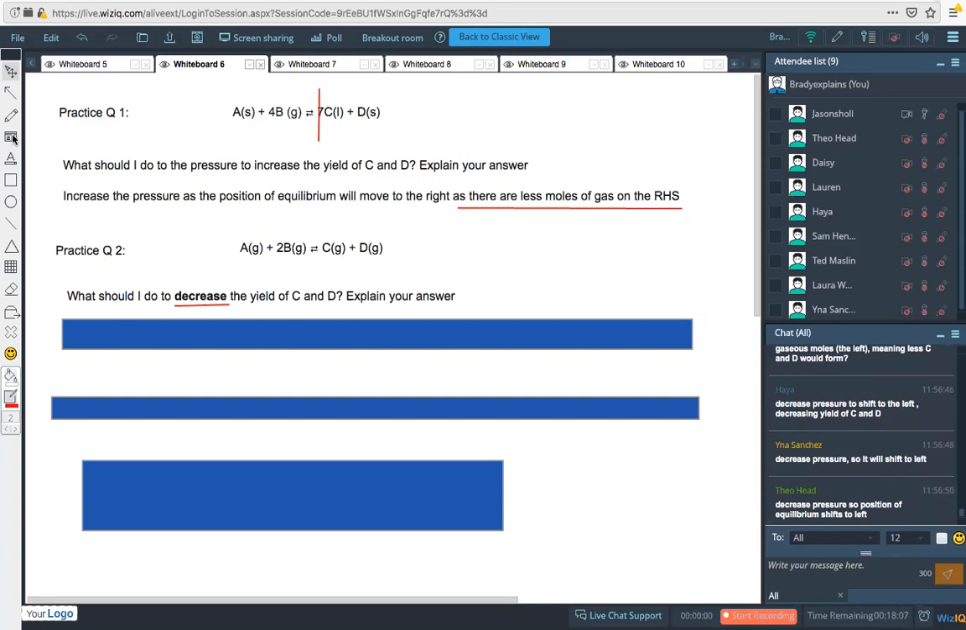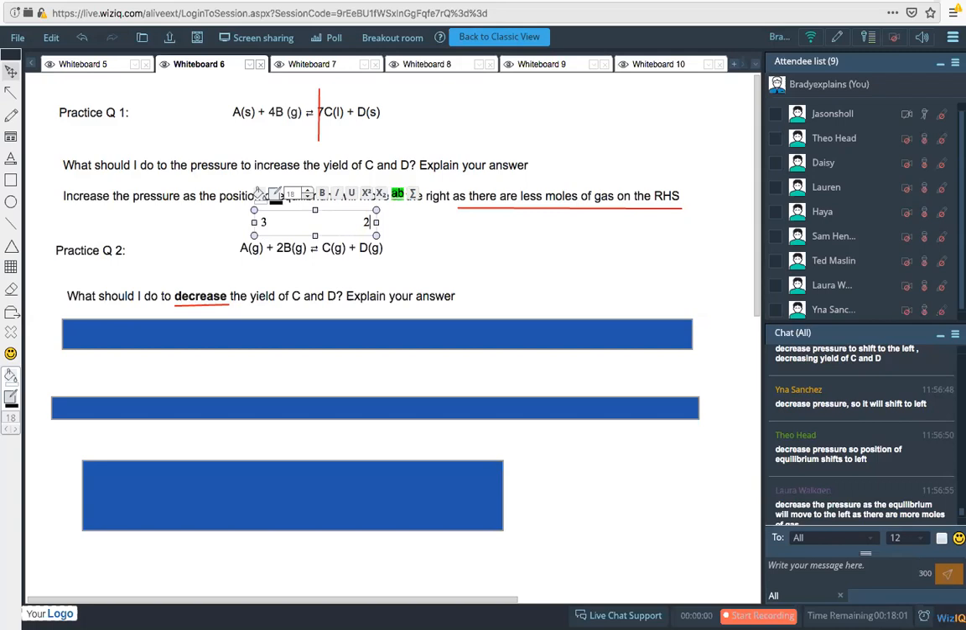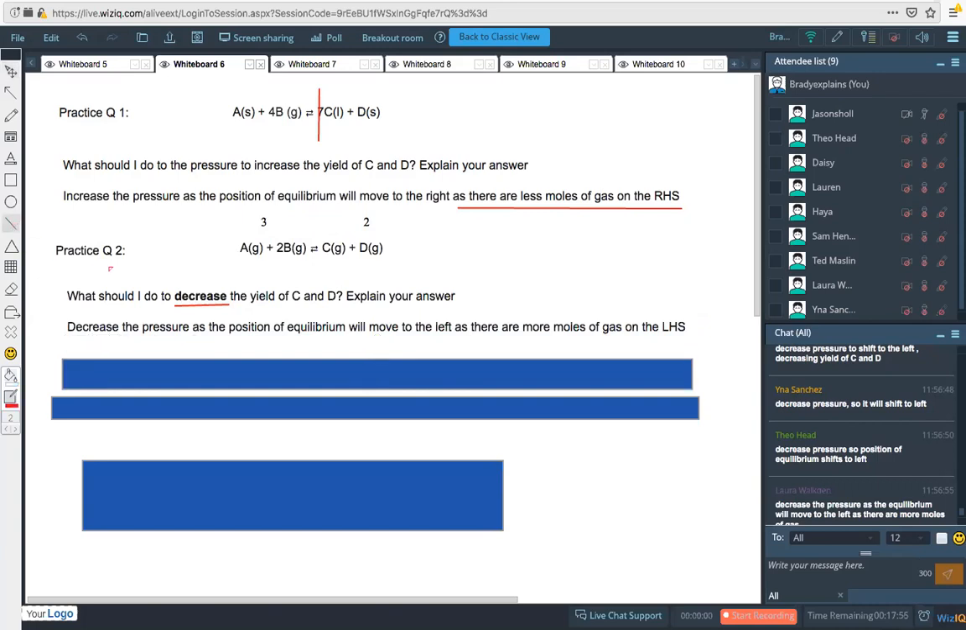Absolutely right. Yeah, so we have 3 moles of gas on the left. We've only got 2 moles of gas on the right, so the left-hand side has more pressure associated with it. So if we want to decrease the yield, we're going to decrease the pressure to shift the position of equilibrium to the left, as there are more moles of gas on the left-hand side. Or you could have said less moles of gas on the right-hand side. That's also fine as well.